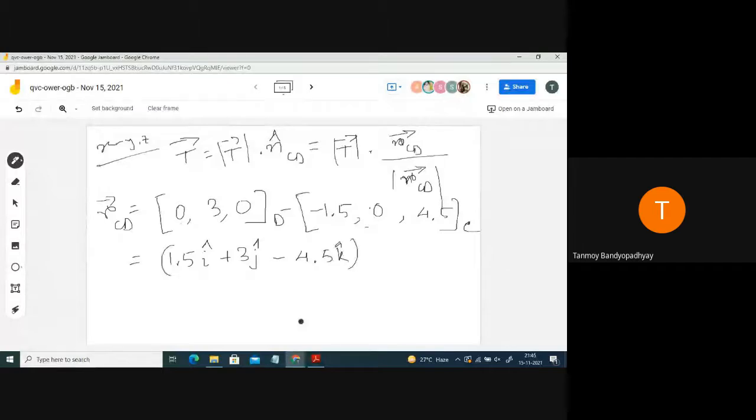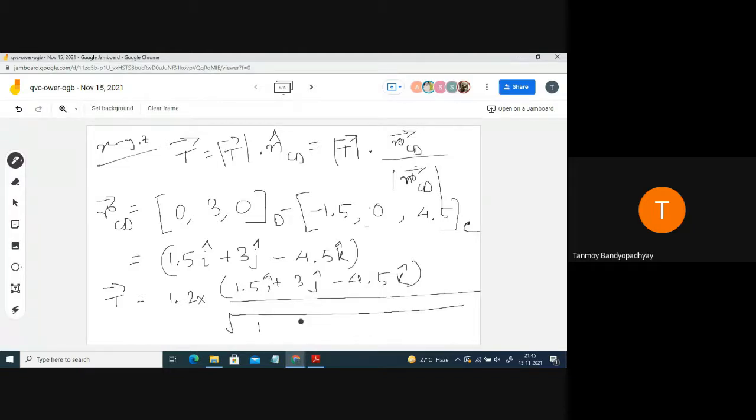So just you do it at your home. Other things are same actually. So t vector should be equal to the magnitude 1.2 into just this one. You do it on your own, বাড়িতে করো, a similar sort of problem. K cap divided by root over of 1.5 square plus 3 square plus minus 4.5 whole square.